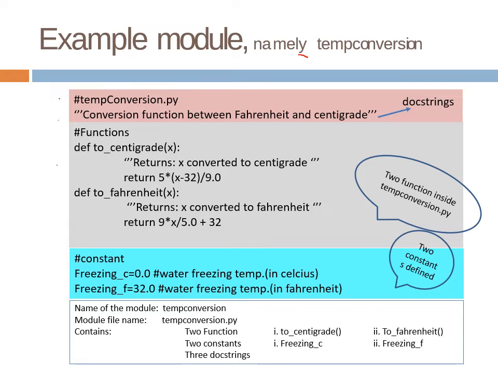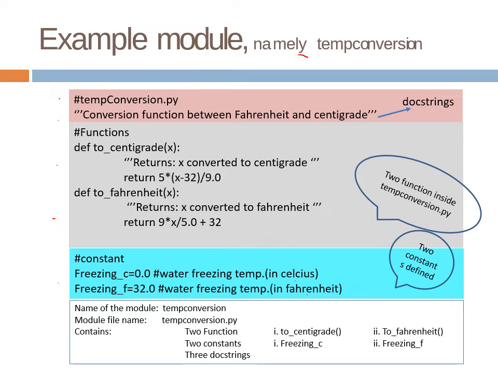And I have two functions inside this particular module for converting from centigrade to Fahrenheit and Fahrenheit to centigrade. So to_centigrade will be converting to centigrade and to_Fahrenheit will be converting to Fahrenheit here, accepting the x value in terms of Fahrenheit and Celsius respectively. And I have two constants here, freezing_C, which is nothing but the freezing point temperature of water in Celsius, and freezing_F, the freezing temperature 32.0 of water in Fahrenheit.